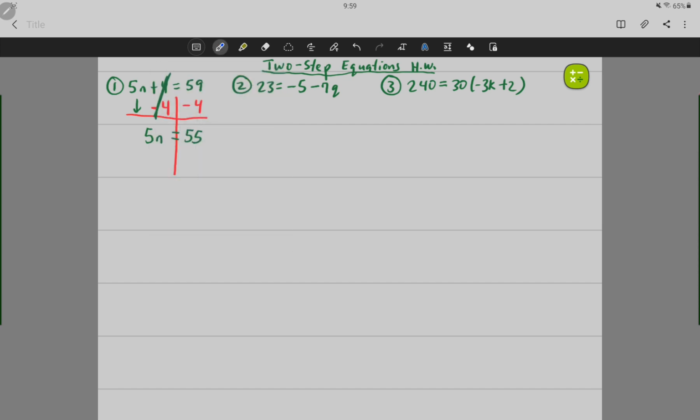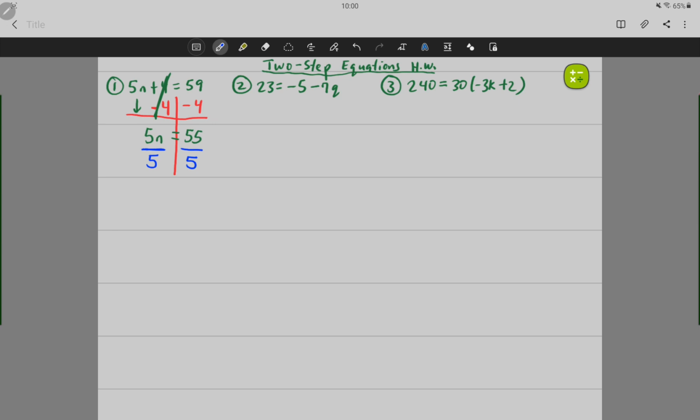So now what operation do we see? Well, we see multiplication. On the left side says 5n, which is the same as 5 times n. So since we're looking at multiplication, we undo it with its opposite, which is division. And we divide by the coefficient, the number in front of our variable, which is 5. So whatever we do on one side of the equation, again, balance, do the same to the other. Divide that by 5 also.